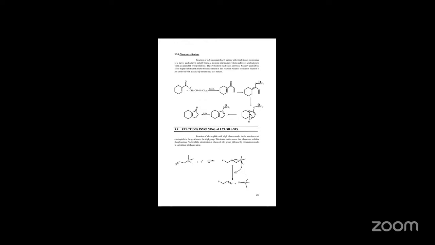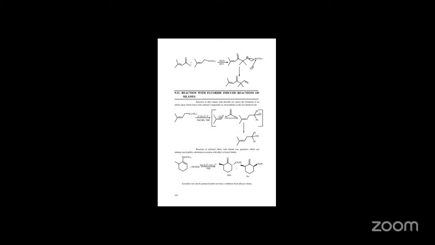Next, reactions involving allyl silanes. When allyl silanes react with an electrophile, the electrophile attacks at the terminal alkene carbon, and a beta carbocation silane is formed. This beta carbocation silane reacts with the nucleophile, then forms the allyl group attached to the electrophile. That means shifting of the silyl group and electrophile takes place.